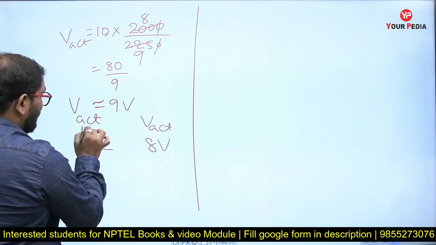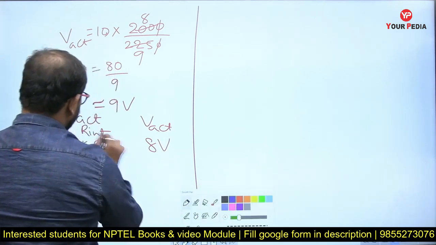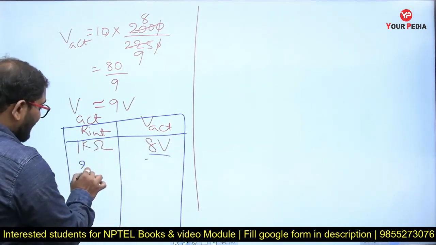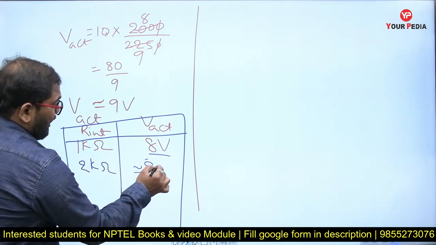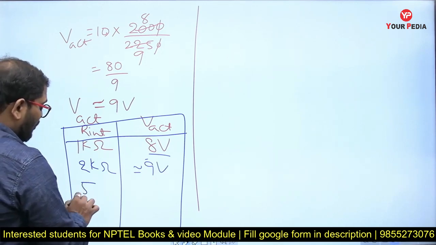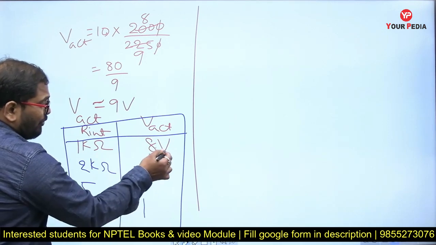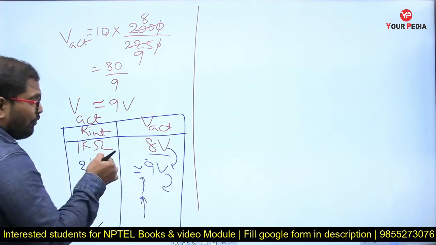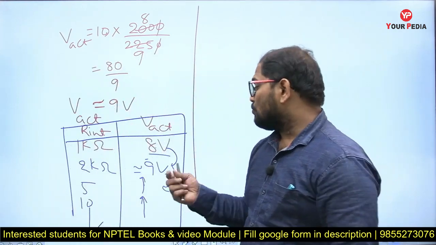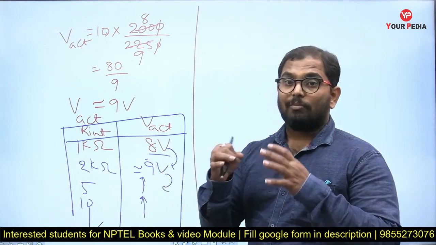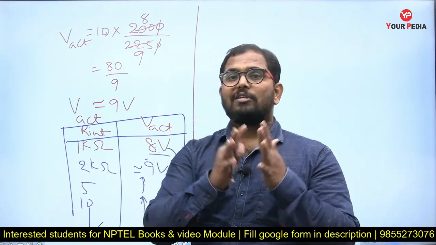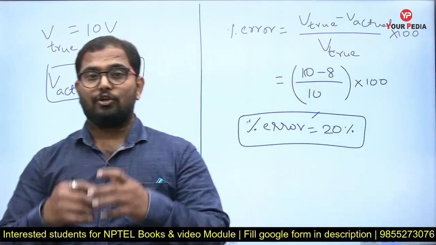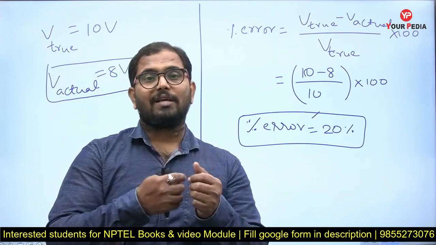Let me represent it in tabular form. If I choose 1 kilo ohm, we got the actual value as 8. If I choose 2 kilo ohm, the actual value we got is near to 9 volts. If I choose 5 kilo ohms and 10 kilo ohms, this will increase, meaning from 8 to 9 it increased, and it will increase again. So if you choose a voltmeter with a higher value of internal resistance, the obtained actual value will be very, very near to the true value, so the system error, whatever error it is throwing, that is the 20% error, we can reduce by choosing voltmeters with higher internal resistance.